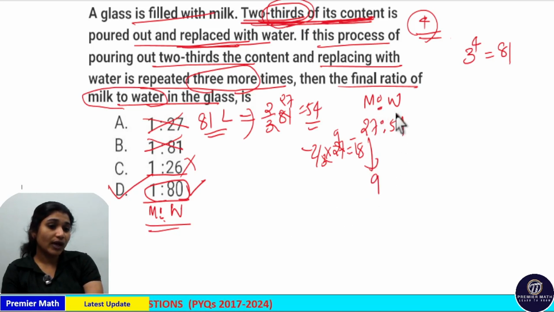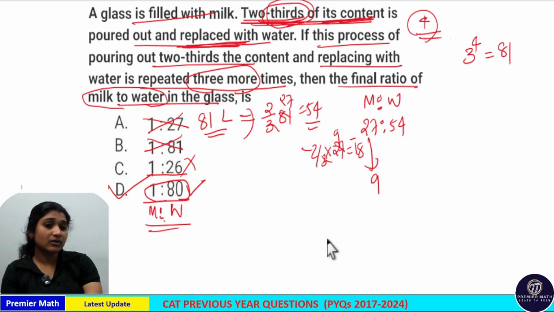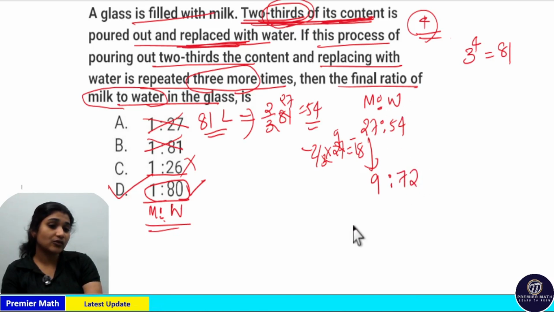Here I am not going to calculate the water part, because initially 81 liter was the solution. And after the first replacement, the final quantity of solution should be 81 liter because this is a replacement. Same way, after the second replacement, the final quantity should be 81 liter. So 9 plus 72 is 81 liter, which means the water part should be 72 liter.